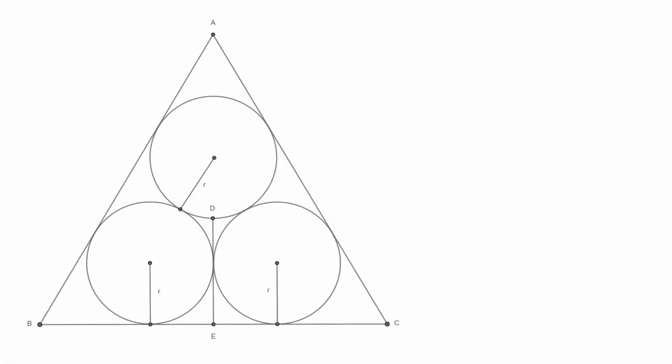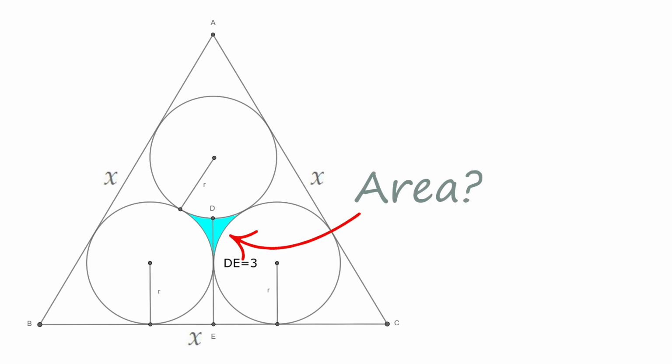There are three circles of radius r inscribed in an equilateral triangle, whose side lengths are x. The length of the line segment DE is equal to 3. The question is, what is the area that is enclosed by the three circles? Pause the video if you'd like to give this problem a try, and when you're ready, put the smack down on that play button.